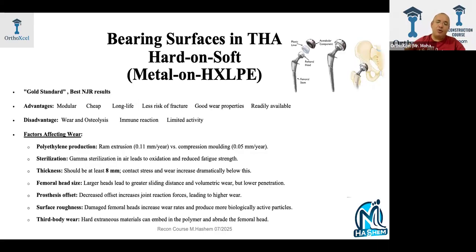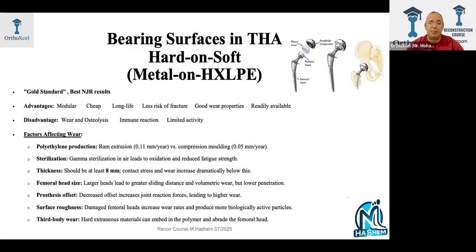Okay, so we moved from this because ceramic has its own problem and limitation, and metal has its own problem and limitation. We start from the time of Charnley to think about metal on poly, or hard on soft. This is now the gold standard. This now has the best NGR results over the last 15 or 20 years.